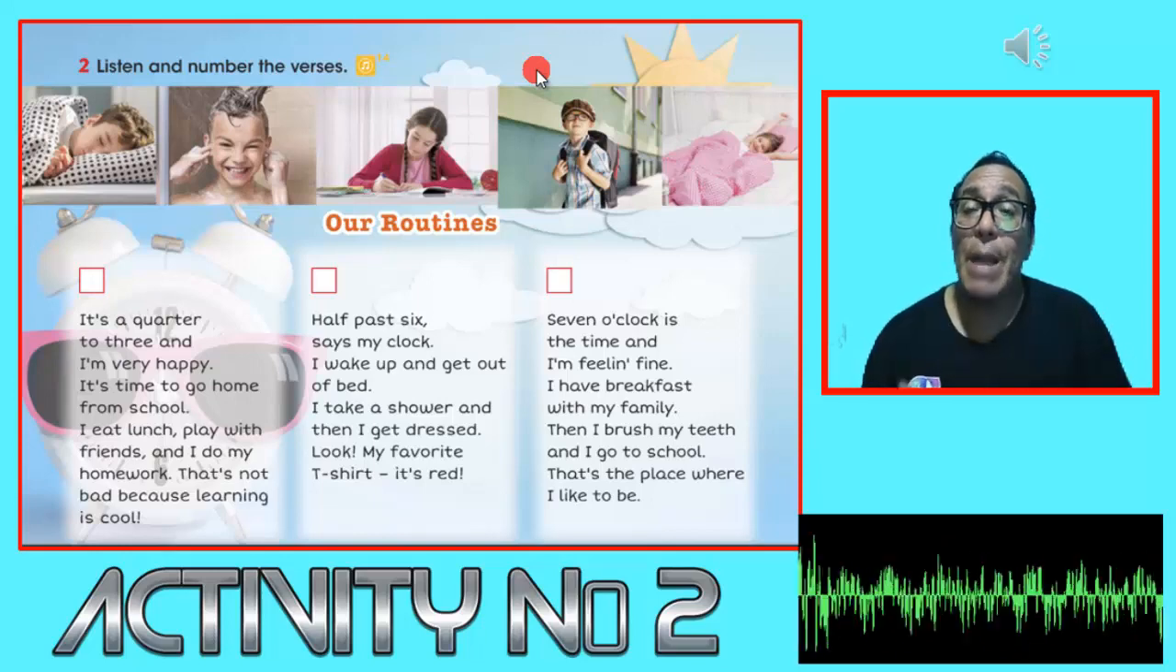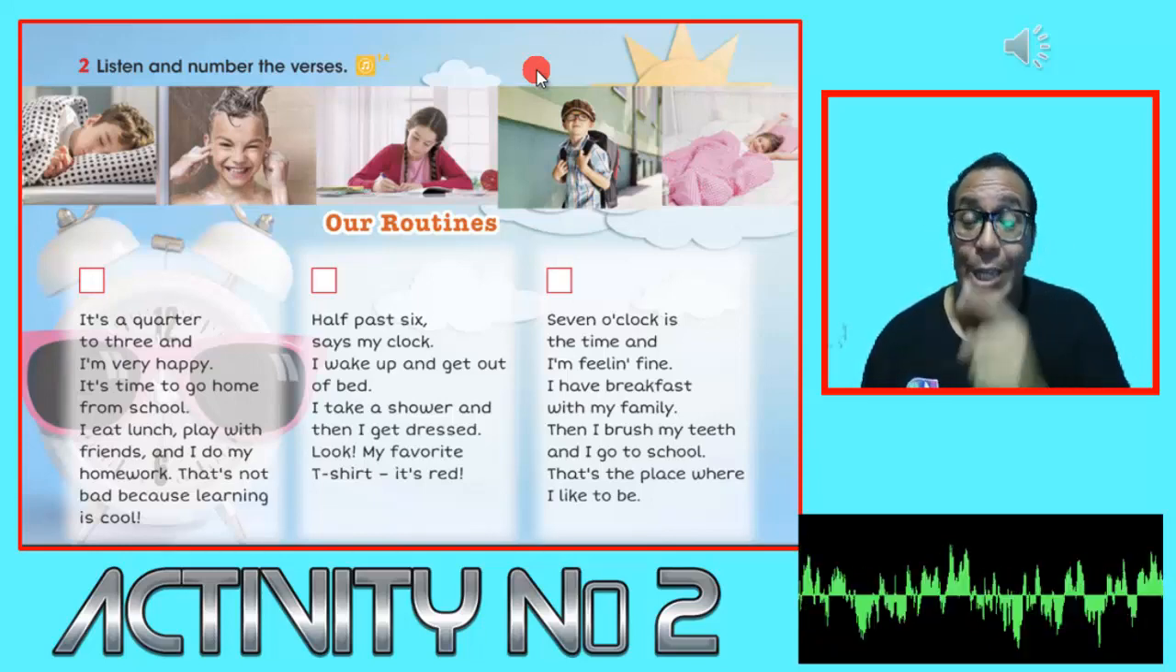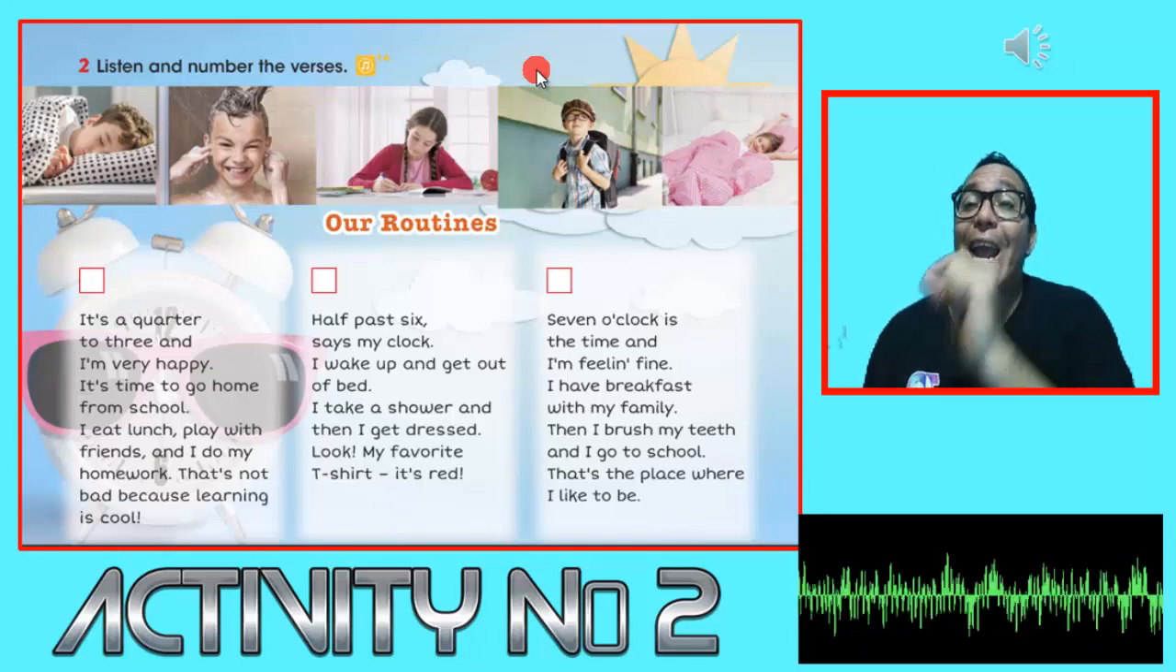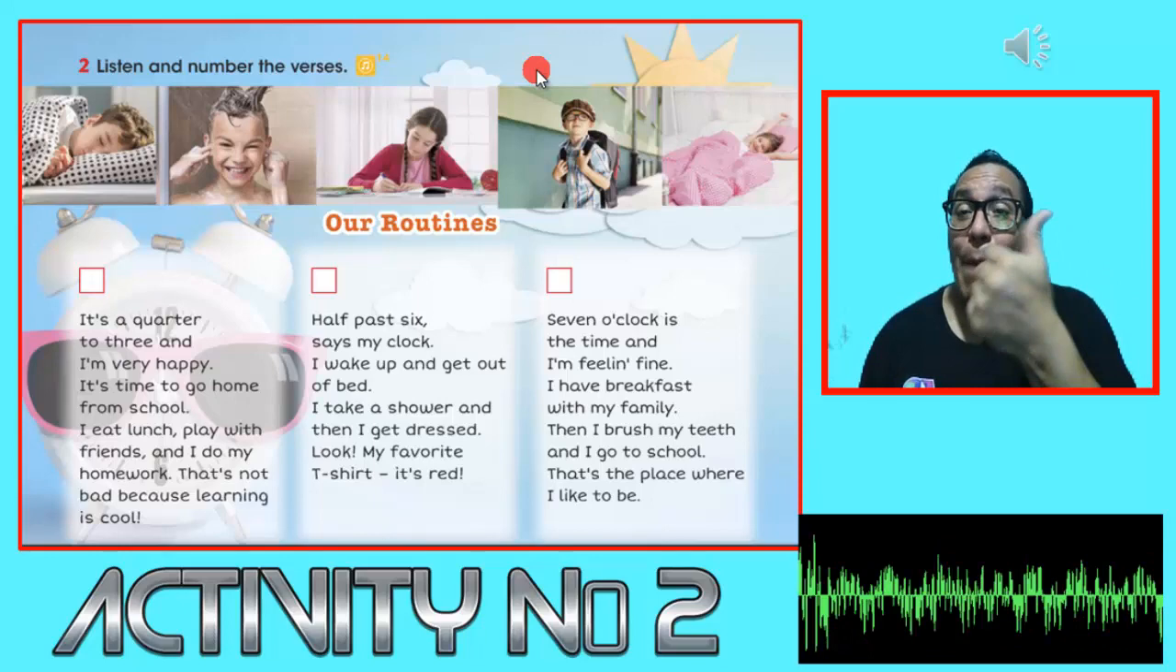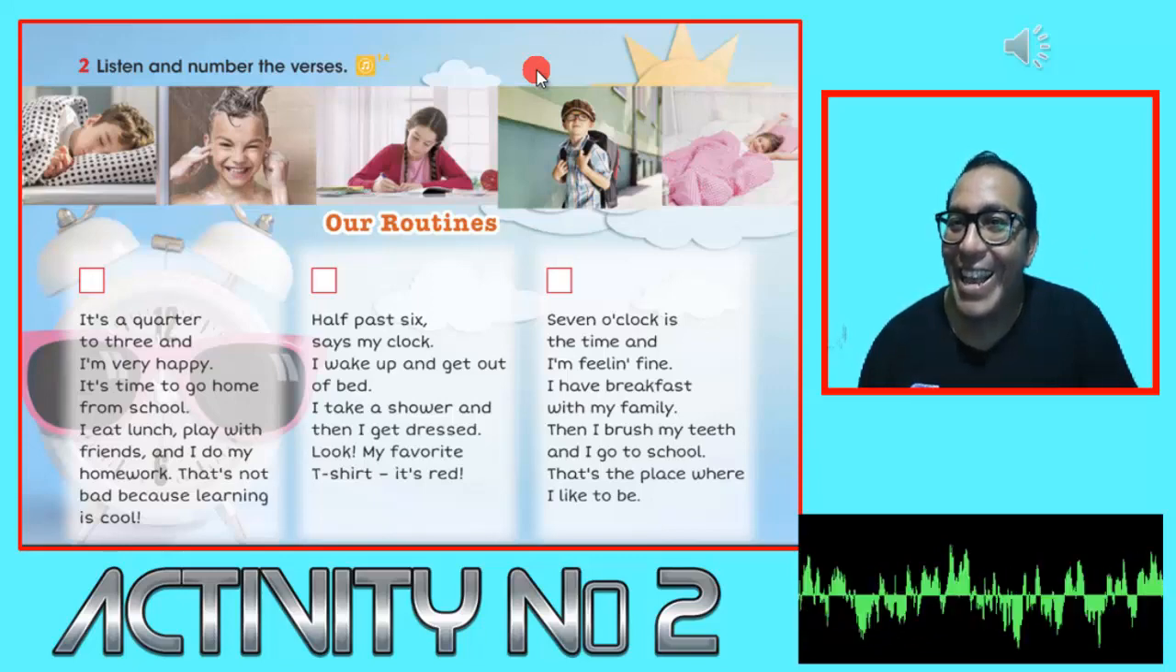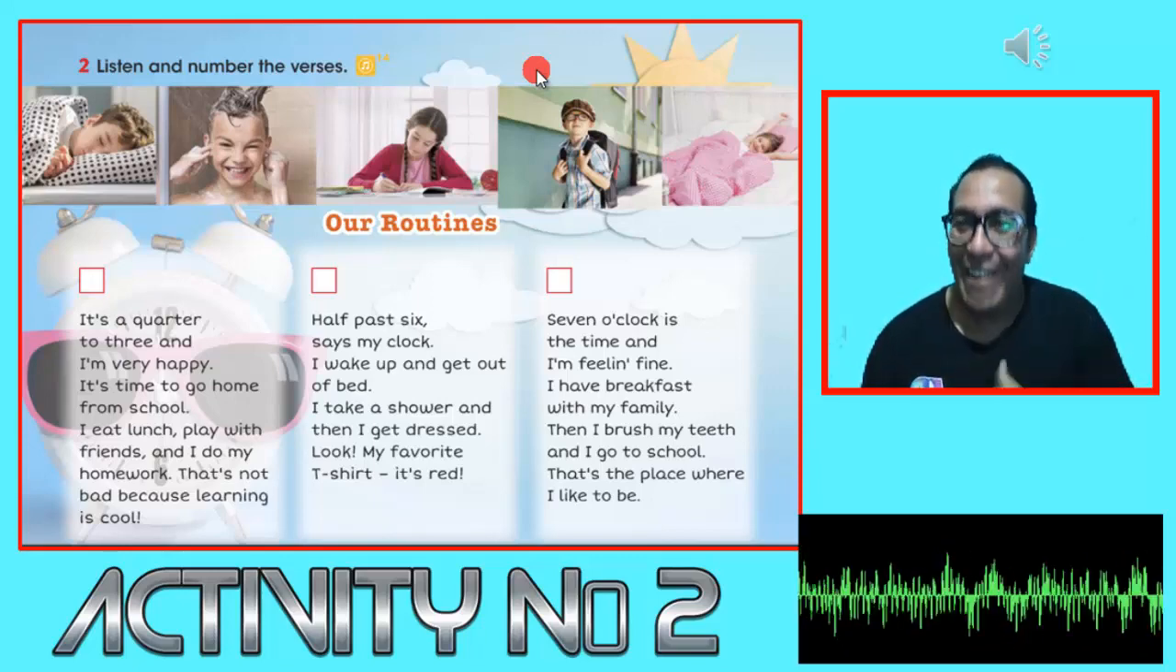Right? So, y mira por favor al momento de escuchar la canción que se llama Nuestras Rutinas y vas a poner el orden correcto de la canción. ¿Cuál es el párrafo número 1, párrafo número 2 y el párrafo número 3? ¿Ok? Are you ready to listen? Vamos a escuchar y vamos a poner en orden, right? Okay, let's go. Listen, please.